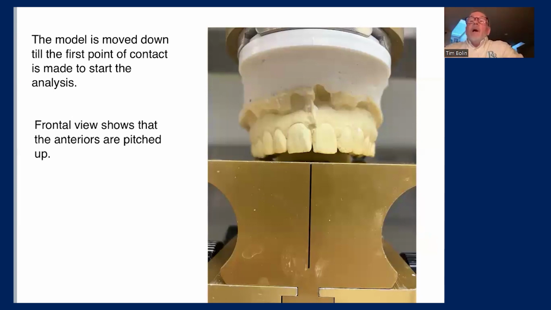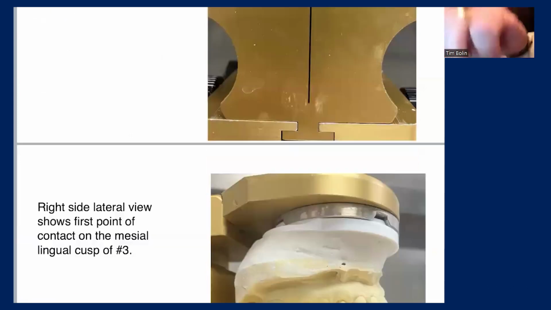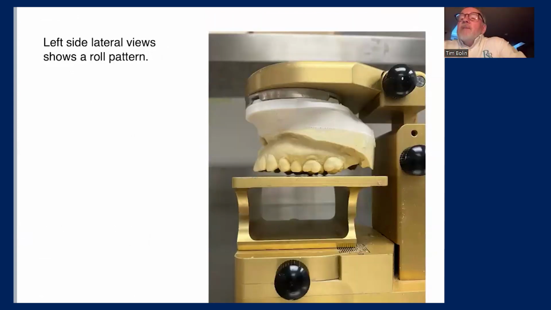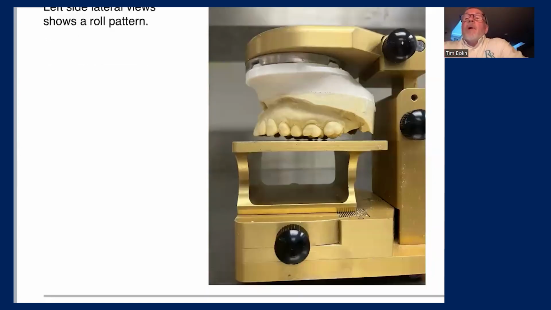Now, the frontal view on this particular case shows a fairly straight midline, but it is certainly pitched up in the anterior segment. The right side view shows the first point of contact on the mesial lingual cusp of number 3. And it's pretty typical with a lot of the casework that we look at. We'll see some sort of a roll pattern with the casework. And that's where we come over to the left side. We can see that left side sticking up a little bit. That first point of contact on the opposite side at number 3. So this is where we start, and we're going to start doing the evaluation from there. Got to decide where you're going to go with the case, but this is a great way to get started.